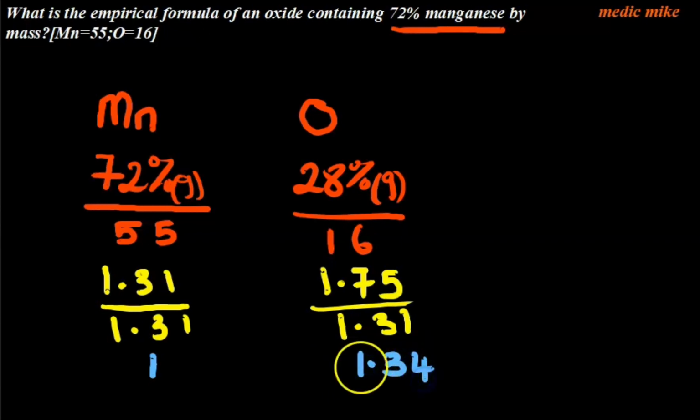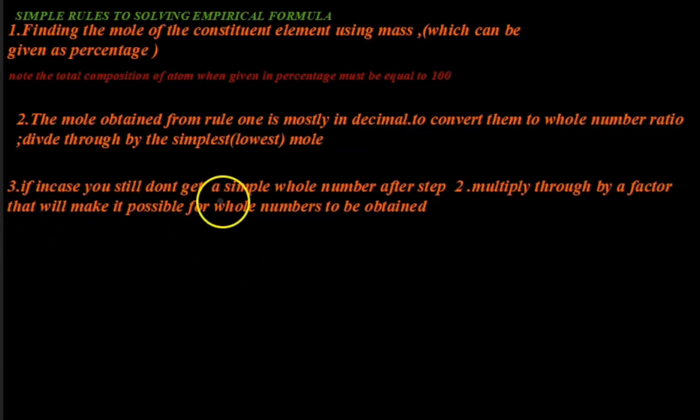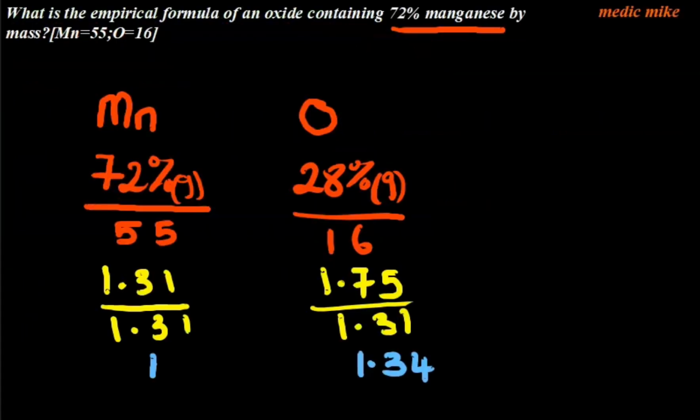1.34. Now, this brings us to rule 3, because we can't take this as our answer because they are not yet in simple ratio. Now, what does rule 3 say? Rule 3 says if in case you still don't get a simple whole number after step 2, just as we are at that point now, we should multiply through by a factor that will make it possible for the whole number to be obtained. So what we need is a factor, a number that we can multiply 1 and 1.34 with to get a whole number respectively.